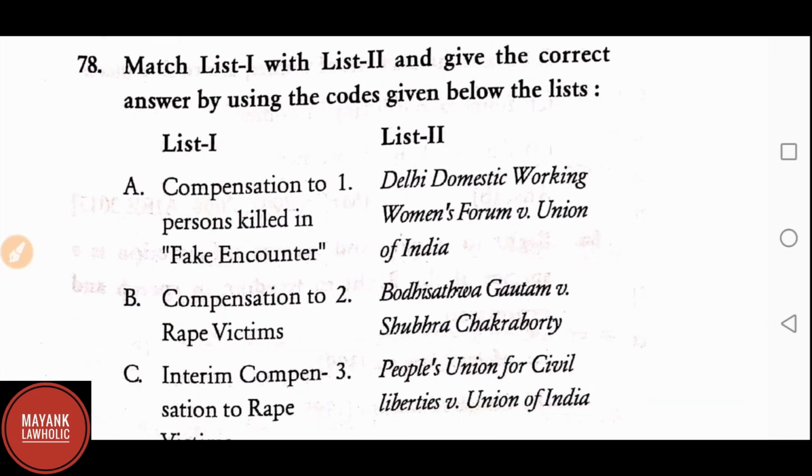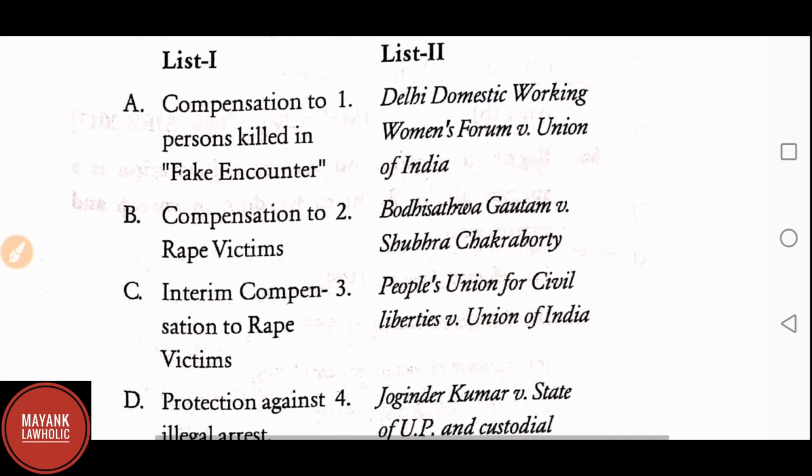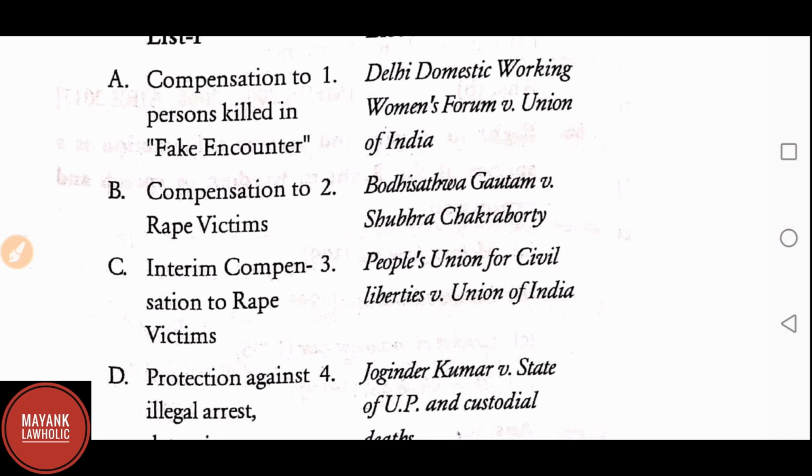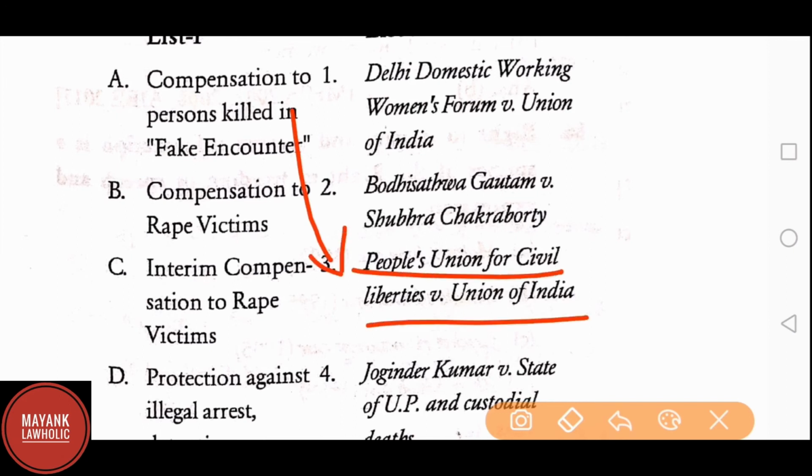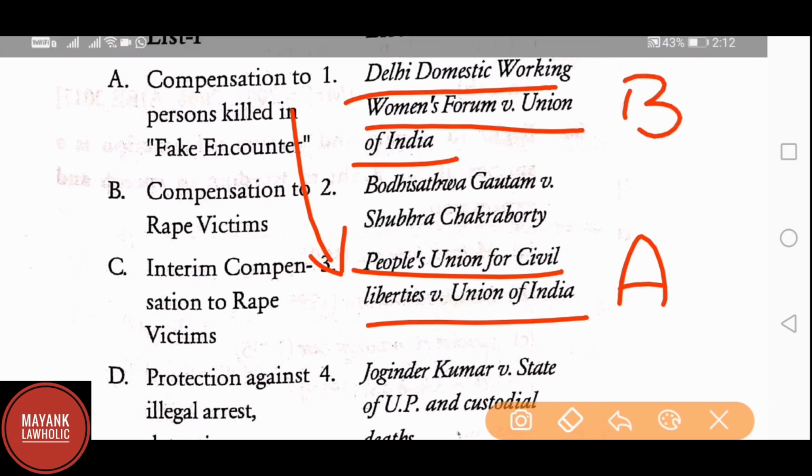Question number 78. Match list 1 with list 2 and give the correct answer using the codes given below. List 1. Compensation to person killed in fake encounter. This was held in the case of PUCL versus Union of India. B. Compensation to rape victims. This was held in Delhi Domestic Working Women's Forum versus Union of India.